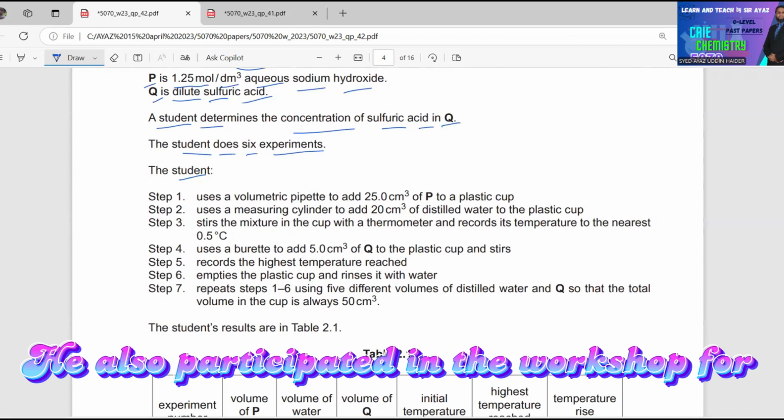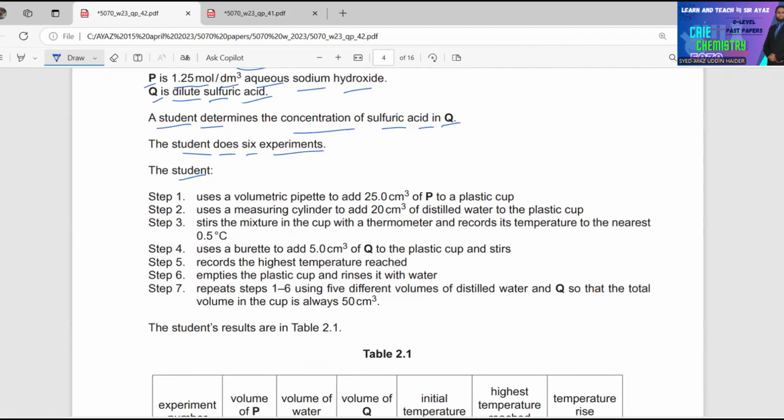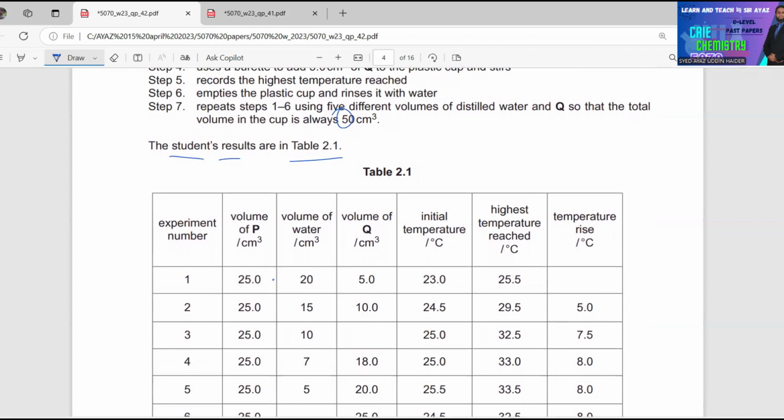In step number 4, uses a burette to add 5 centimeter cube of Q to the plastic cup and stirs. In step 5, student records the highest temperature reached. You see, the student is continuously stirring the mixture so that there will be even distribution of heat in the cup. In step number 6, student empties the plastic cup and rinses it with water. In step 7, the student repeats steps 1 to 6 using 5 different volumes of distilled water and Q so that the total volume in the cup is always 50 centimeter cube. The students' results are in table 2.1. So here's table 2.1. Remember, all these will give 50 centimeter cube.